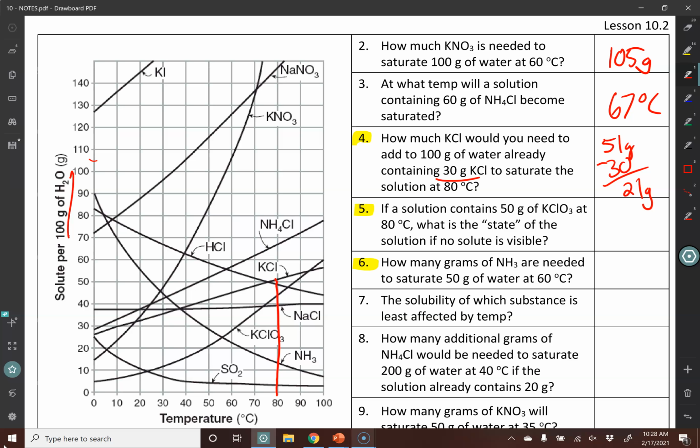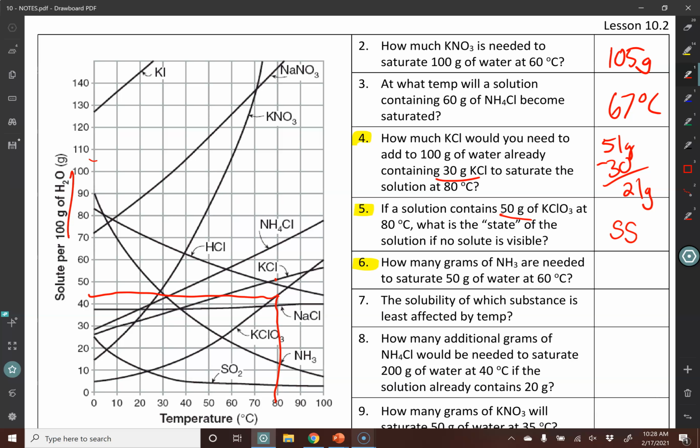All right, question 5 is asking us about the state of a solution. So unsaturated, saturated, supersaturated. We've got 50 grams of KClO3 at 80 degrees Celsius. All right, back at 80, KClO3, that's this curve right here. So it looks like maybe 45 grams or so are able to dissolve. We've dissolved 50 and there's no visible solute. Hopefully you're thinking this is a supersaturated solution.